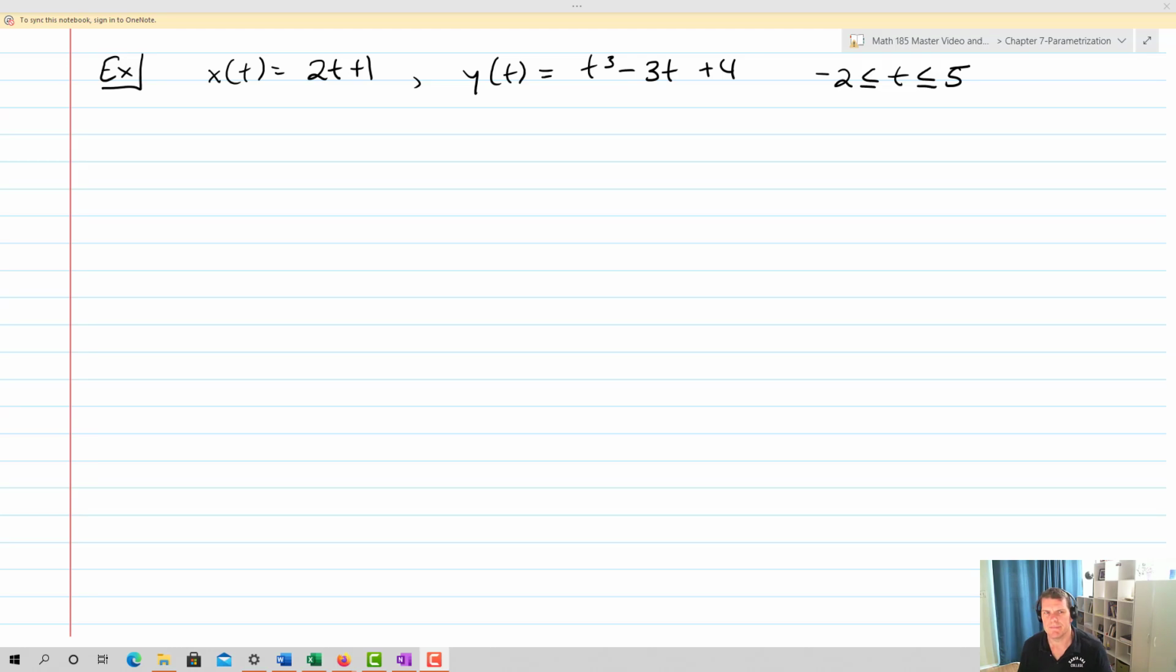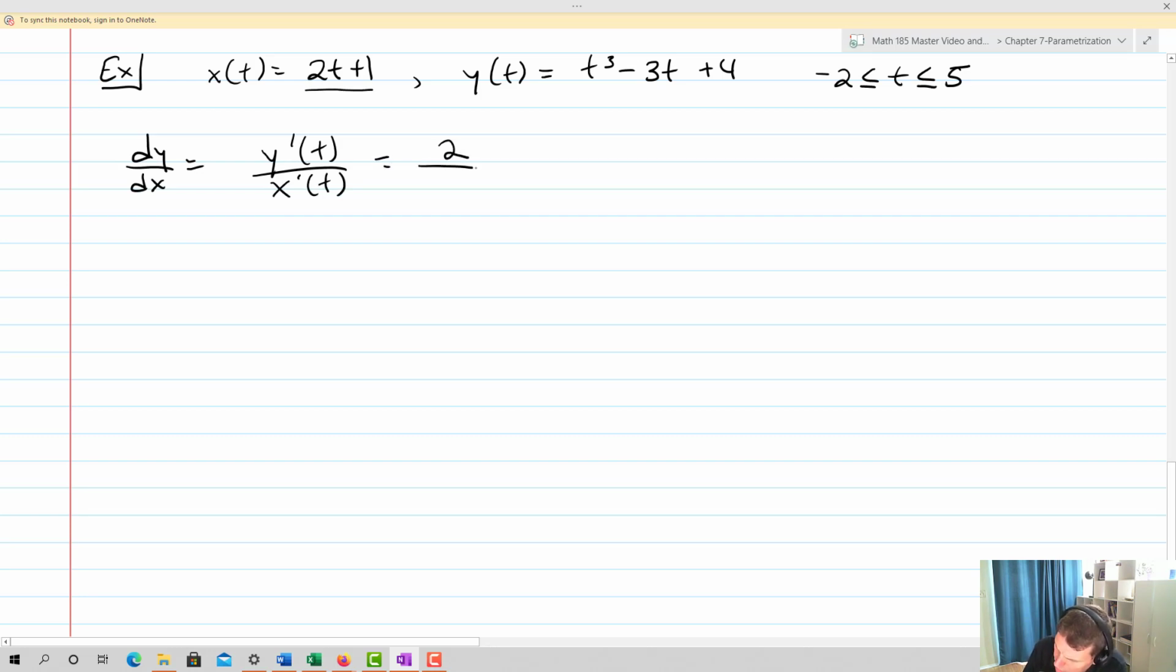Let's take a look at this question. Let's say we have x of t equals 2t plus 1, and y of t equals t cubed minus 3t plus 4. And we're going to be on the interval of t from negative 2 to 5. So dy/dx is going to equal y prime of t over x prime of t. x prime of t is just going to end up being 2 on the bottom, and y prime of t is simply going to be 3t squared minus 3. And so consequently, we can just rewrite this as 3/2 t squared minus 3/2.